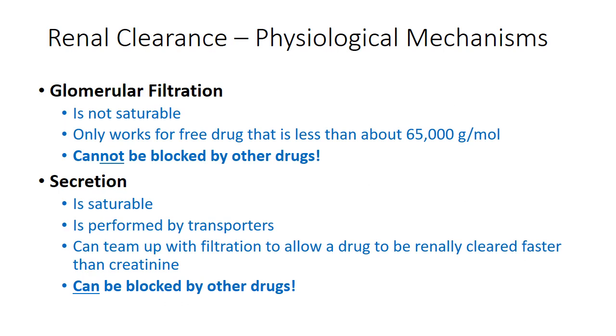So GFR, or specifically glomerular filtration, because GFR is the glomerular filtration rate, but just glomerular filtration is not saturable, only works for free drug that is smaller than albumin. Big protein drugs are typically not filtered because they're too large. So it only works for free drug that is less than about 65,000 grams per mole. That means if it's protein bound, whatever fraction of the drug is protein bound will not be filtered until some free drug gets filtered and then more drug gets released from the protein.